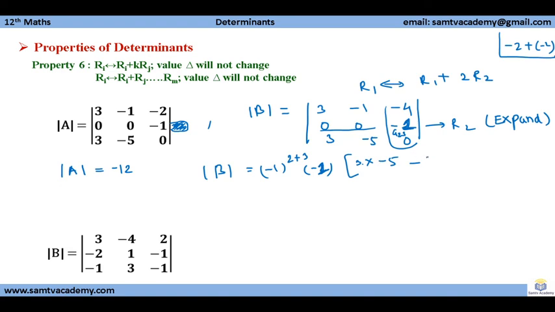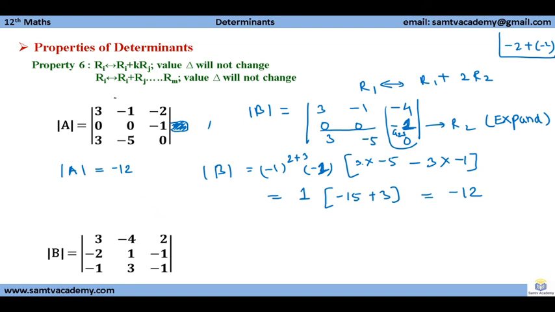And another element is 3 into minus 1, so here it will give a negative sign, so negative will make it positive, and here 3 into 5 is 15 minus 15 plus 3, so the answer is minus 12 only. So we have seen that if we are doing this operation, what property 6 is saying is that the value of determinant is not going to change.